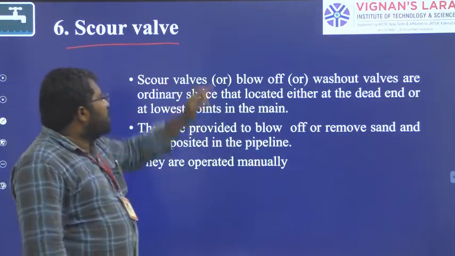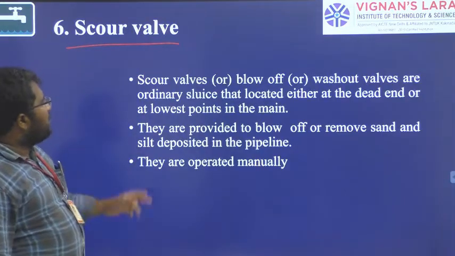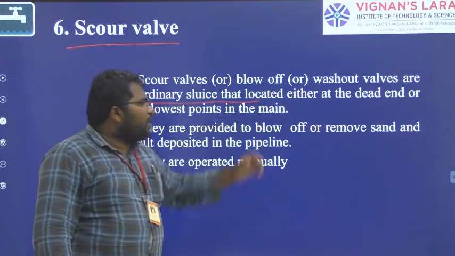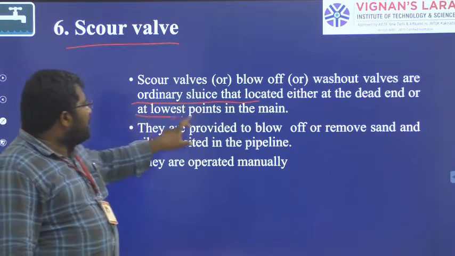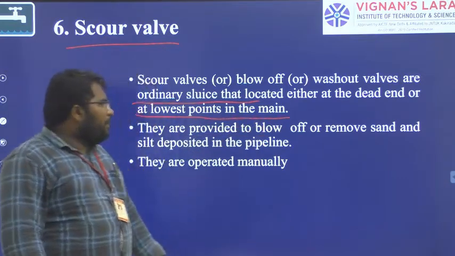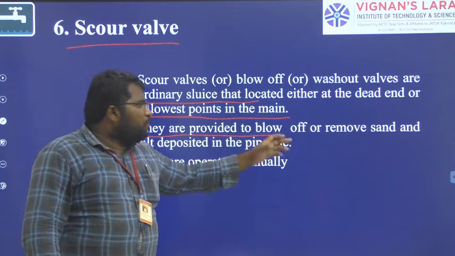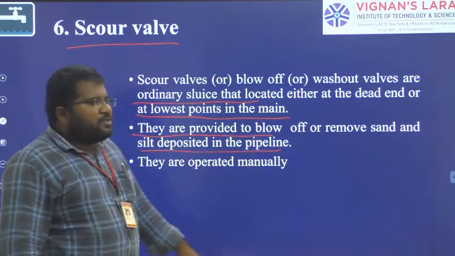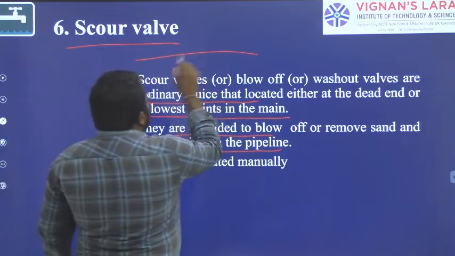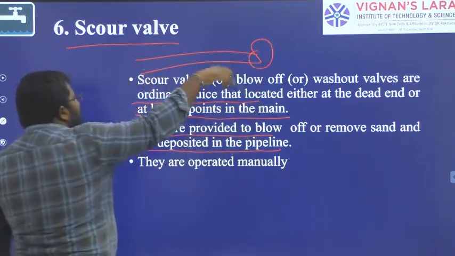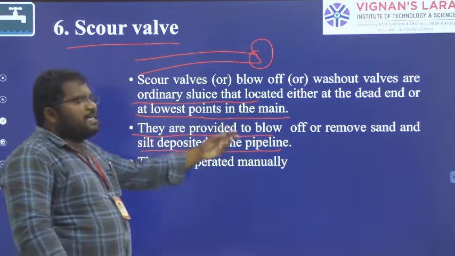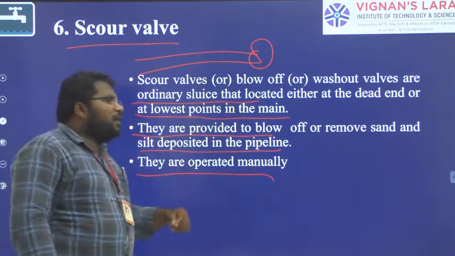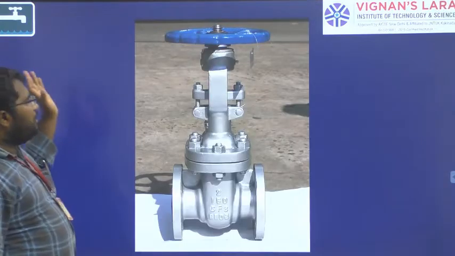Next, the last one is the scour valve. This is also known as the blow off or wash out valve. They are ordinary sluices located either at the dead end or at the lowest points in the pipeline. They are provided to blow off or remove sand and silt deposits in the pipeline. So by opening it, we remove the silt and sand which has accumulated in the pipeline. They are also operated manually. So these are the different types of valves.